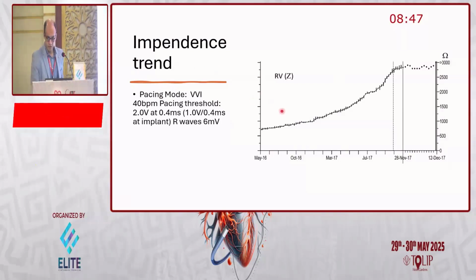The device will do periodic checks of the impedance, and we will get the impedance trend. Here, the impedance at implantation was about 600, and over 1.5 years, we get an impedance of 3000 ohms. Pacing mode for this patient is VVI at a heart rate of 40 beats per minute, pacing threshold 2 volts at pulse width 0.4, and the sensed R wave is 6 millivolts.